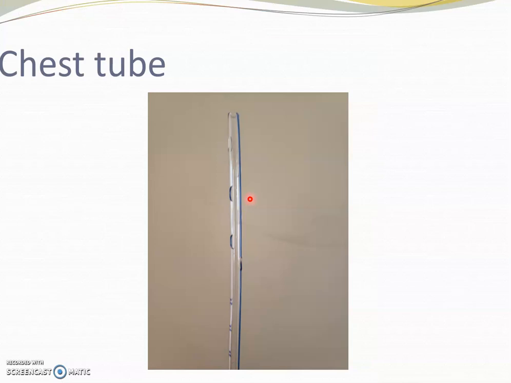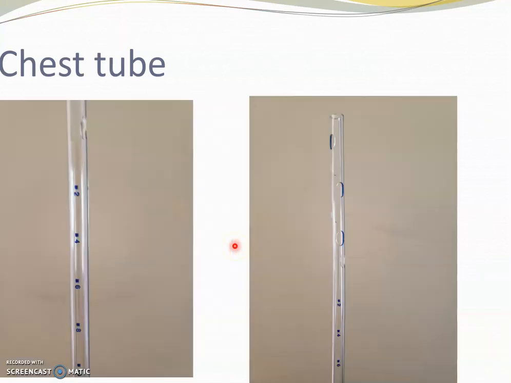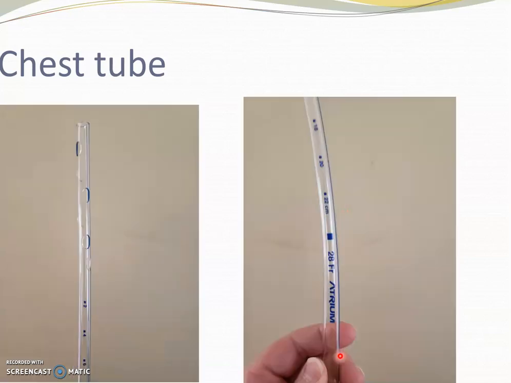Here's a closer picture of the holes on the tube. A closer picture, you can see the number markings on the tube. Here you see the top of the tube with the holes and then the numbered system. This is at the bottom of the tube. It's going to show you what size the tube is. This happens to be a 28 French. This is about a medium-sized tube.